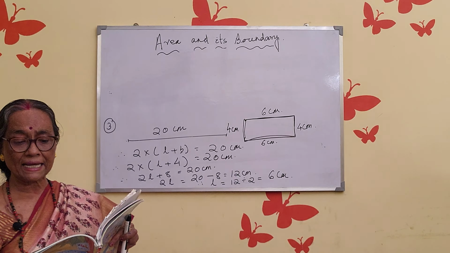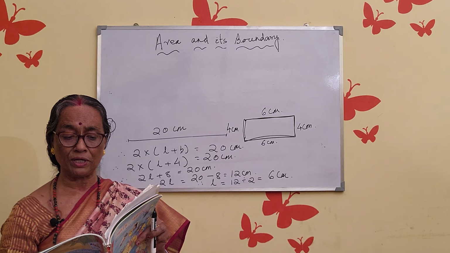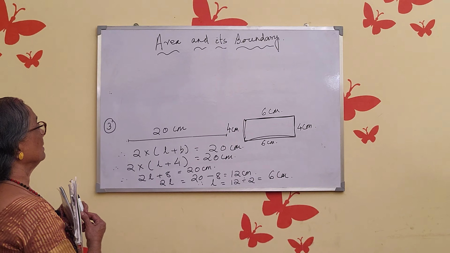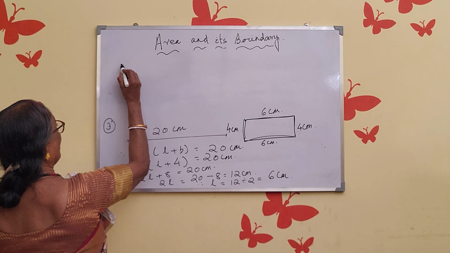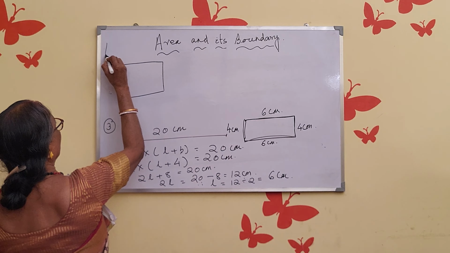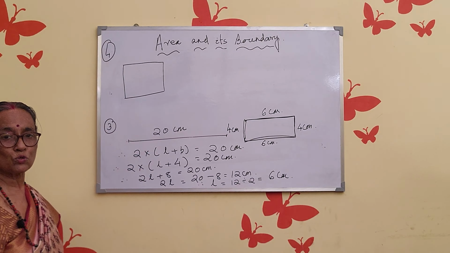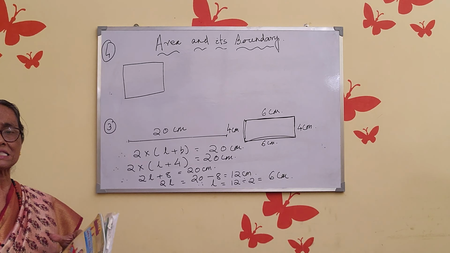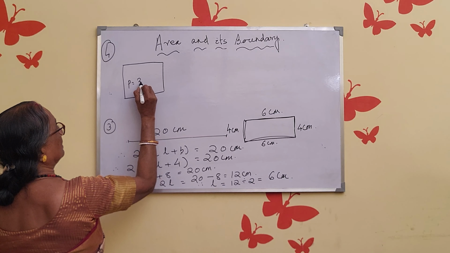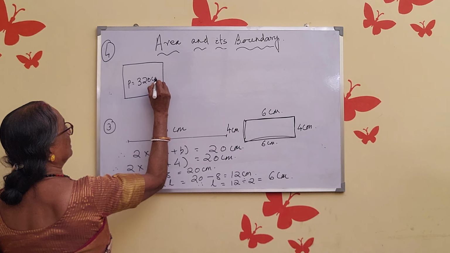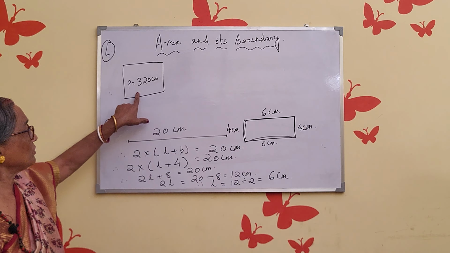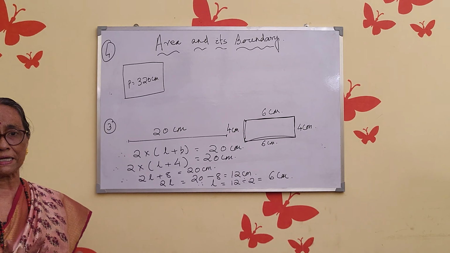A square carom board has a perimeter of 320 centimeter. How much is its area? This is a square centimeter. Perimeter is given as 320 centimeter. This is a square carom board. Its perimeter is 320 centimeter. You have to find out its area.